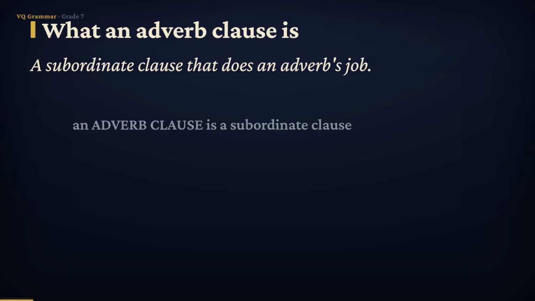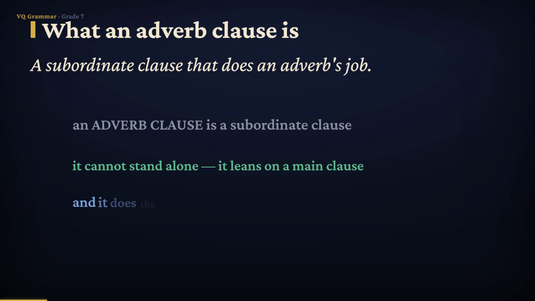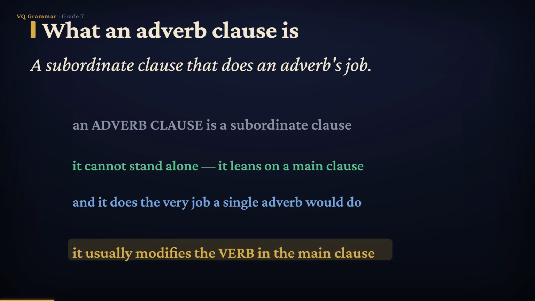An adverb clause is a subordinate clause, which means a group of words with its own subject and verb that cannot stand alone. It leans on a main clause to finish the thought. And here's the key idea. It does the very job a single adverb would do. Most of the time, it modifies the verb in the main clause, telling us more about the action. It can also describe an adjective or an adverb, but the verb is its favorite target.